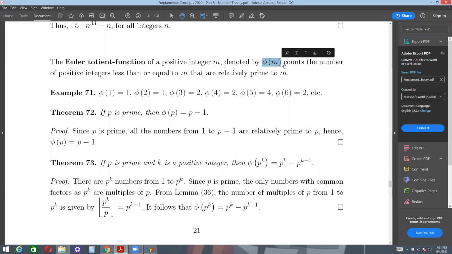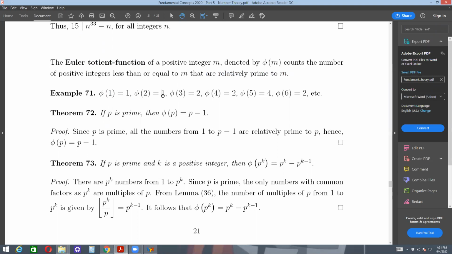What this does is count the number of positive integers less than or equal to m that are relatively prime to m. One thing you have to bear in mind is that 1 is always counted, because 1 is relatively prime to everything. So phi of 1 will be 1, because 1 is relatively prime with itself. Phi of 2 is 1 because again 1 is the only number that works. So you start from 1 and keep going till you get to m, and then you check all the ones that are relatively prime.